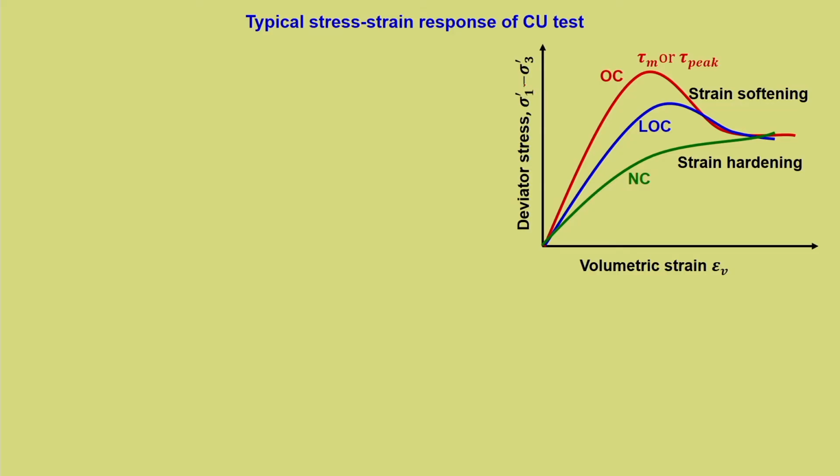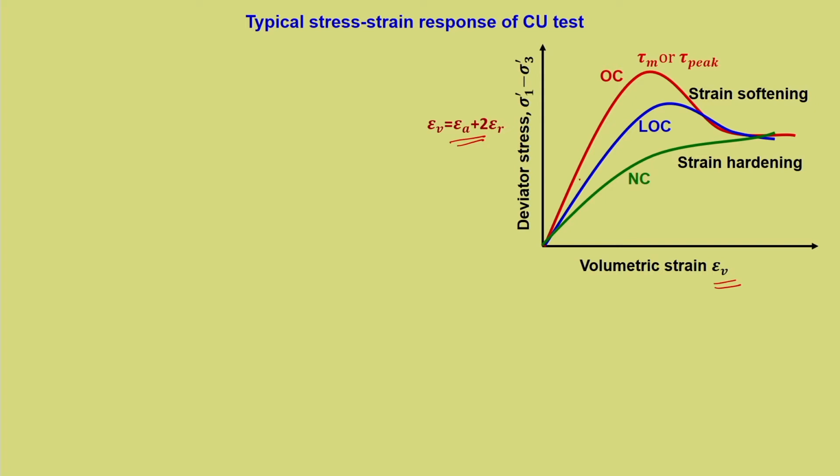So, here it is deviatoric stress versus volumetric strain, and typical OC, NC and LOC curves are given. This we have seen previously. Here it is plotted in terms of volumetric strain. One can do that in terms of axial strain as well, and volumetric strain is epsilon A plus 2 epsilon R.